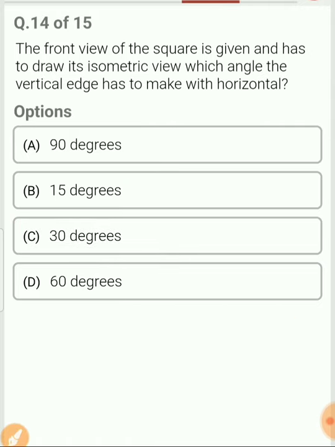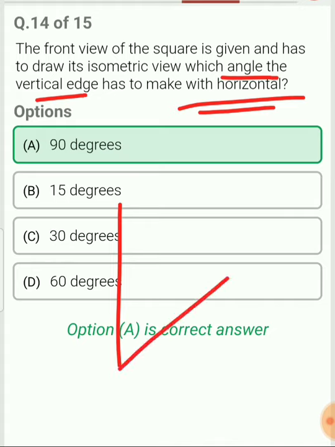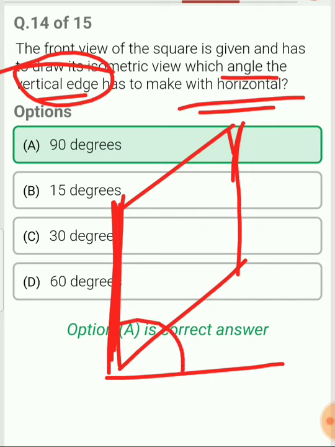The front view of the square is given and has to be drawn as its isometric view. Which angle the vertical edge has to make with the horizontal? So understand this, the angle which is made by the vertical edge. This is the vertical edge of the square. So this vertical edge makes with the horizontal 90 degree. Fine. 90 degree. So the answer for this is option A, which is 90 degree.